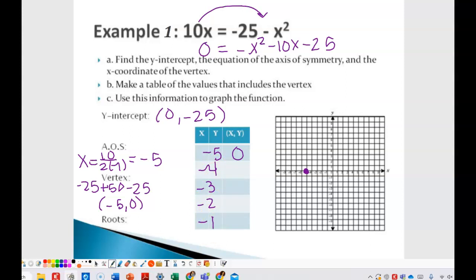And then this graph is reflected, but it's not stretched or shifted up or down. So it's all the parent function points, but negative. So 0, -1, -4, -9, etc.